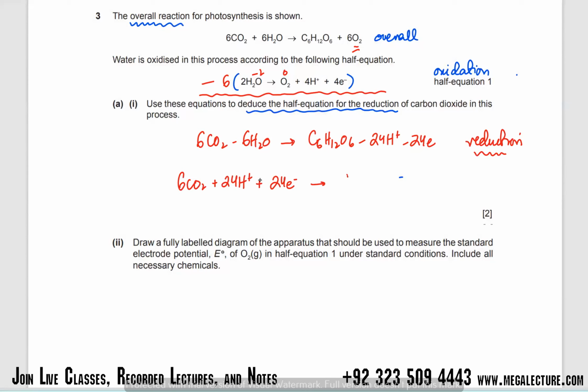Okay, what will be in the product? I'm going to get glucose, so C6H12O6. And I'm going to get 6H2O. Okay, so that's my equation now. Okay, so it's this.